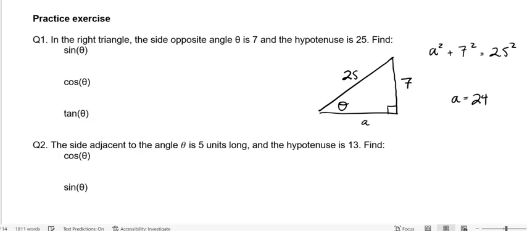All right, now once I have that, I can find these 3 guys pretty easily. This is 24. So the sine is opposite over hypotenuse. Cosine adjacent over hypotenuse. And the tangent is opposite over adjacent.